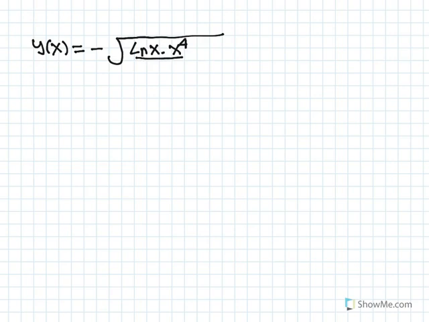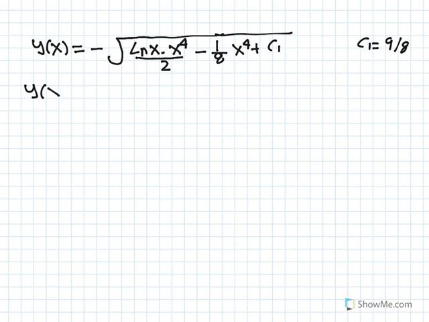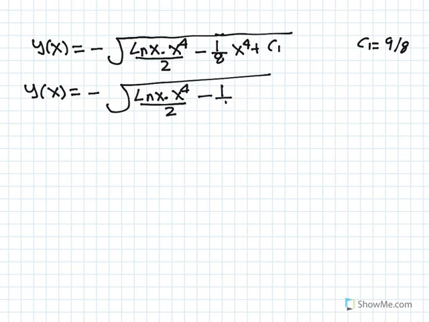All right, so we have simplified this to y of x is equal to minus the square root of log x times x to the fourth divided by 2 minus 1 over 8 x to the fourth plus c1. And we solved for c1. c1 is equal to 9 over 8. Let's plug it in. And we have now the explicit solution, y as a function of x. y of x is equal to minus the square root of log x times x to the fourth divided by 2 minus 1 over 8 x to the fourth plus 9 over 8.